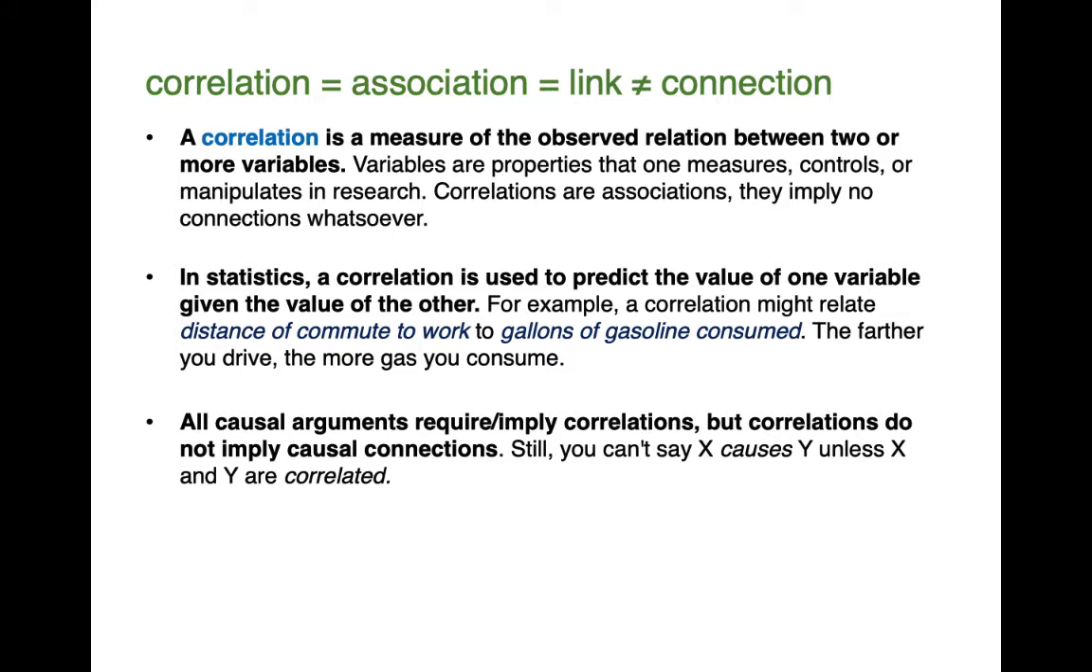You have to rule out accidents. You have to rule out common causes. You have to rule out that the one factor is actually causing the other in the opposite direction. You can't overlook alternative explanations. You can't say X causes Y unless X and Y are correlated.